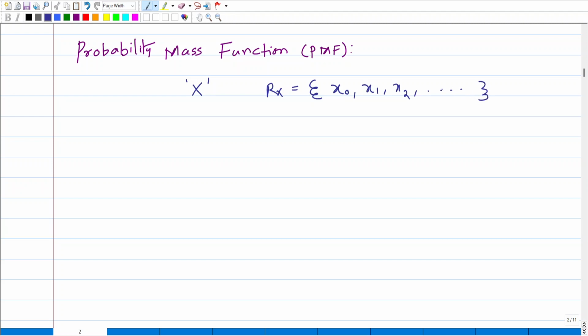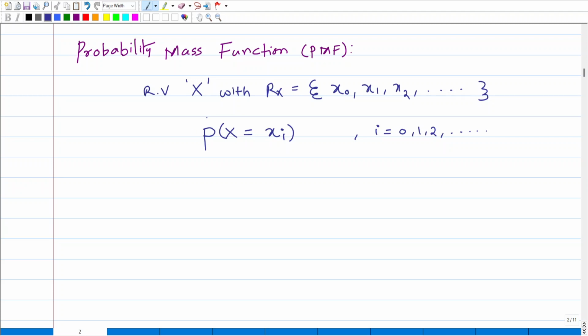A random variable x with range Rx: x0, x1, x2, x3 up to so on. Now I have an event where the random variable x equals xi, where i equals 0, 1, 2 up to so on. The event x equal to xi. We are going to apply probability on this event.